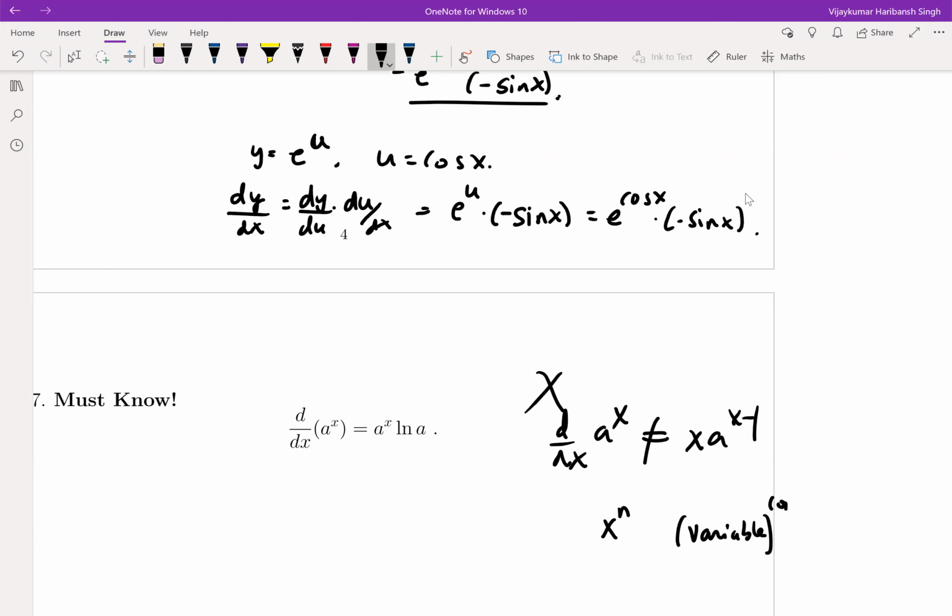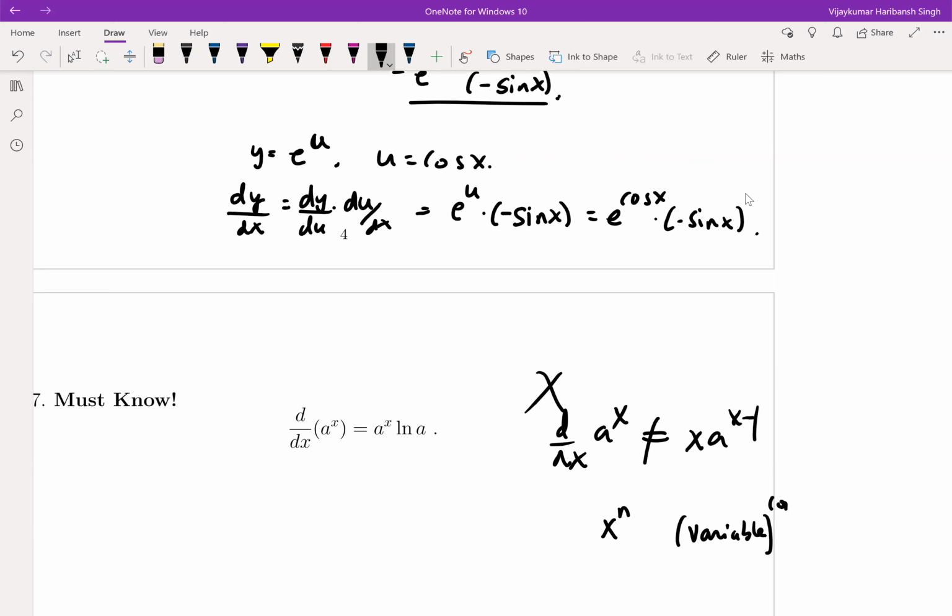So how do we go about it? Now, notice the following. a is the same as e to the power ln a, and of course we are assuming here that a is greater than 0 and a is not 1. Now if you take the power x on both sides, you get a to the power x is e to the power ln a, the whole power x, which becomes e to the power x ln a. So you have rewritten a to the x as e to the power x ln a.